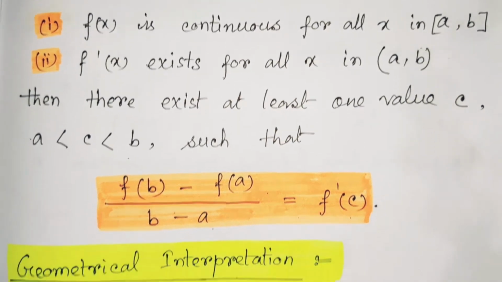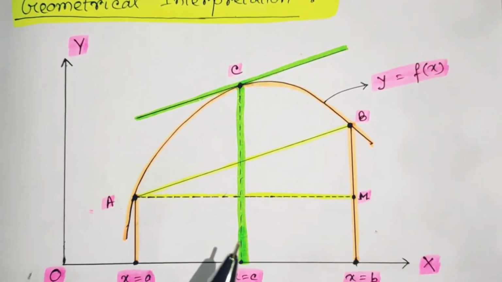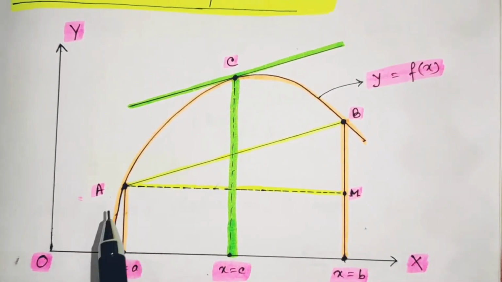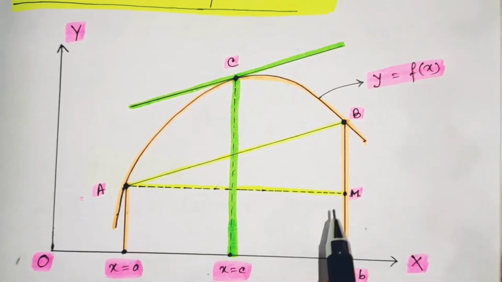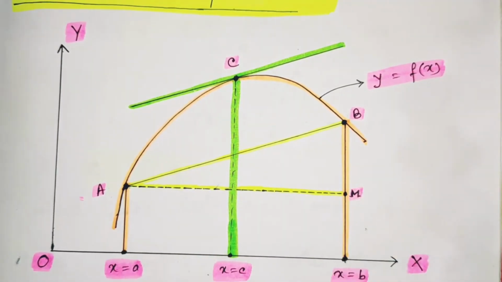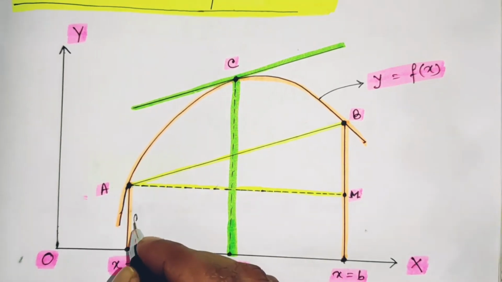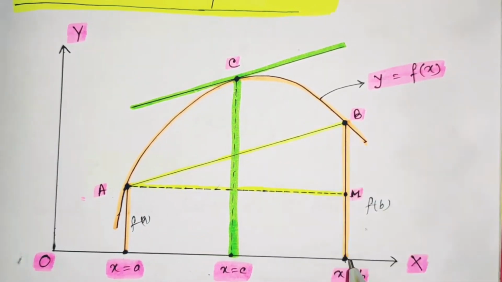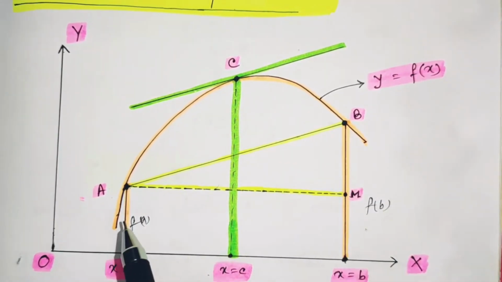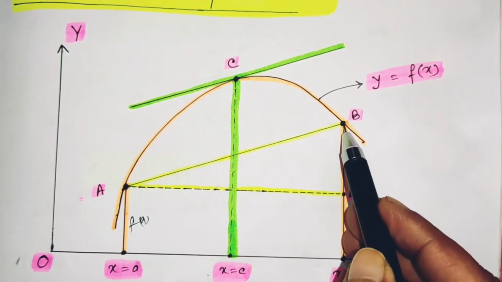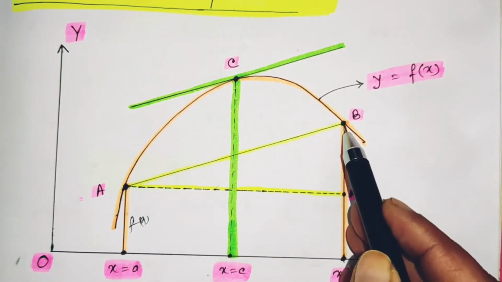That means if we want to analyze the theorem geometrically, we will find that in the case of Rolle's theorem, these 2 points should be the same. That means these endpoints are equal. But in the case of the Lagrange mean value theorem, this is our f(a) and this is our f(b). These two values are different. So if these two values are different, then if we join these 2 points by a straight line, we will find a secant line.